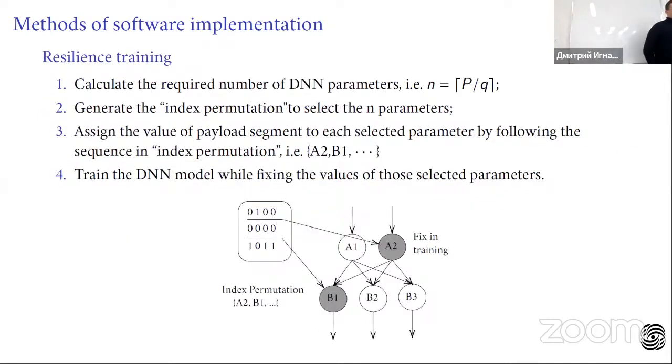The next method is called resilience training. We choose whole neurons, and all of their parameters are entirely replaced with payload. But we choose the neurons randomly, so we need to store which neurons we chose. We need to store some vector, or index permutation, as it is called.